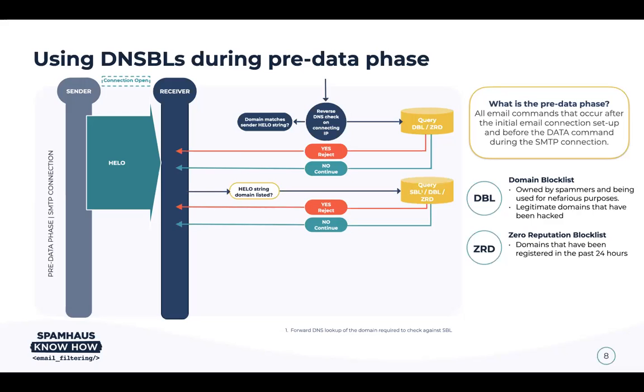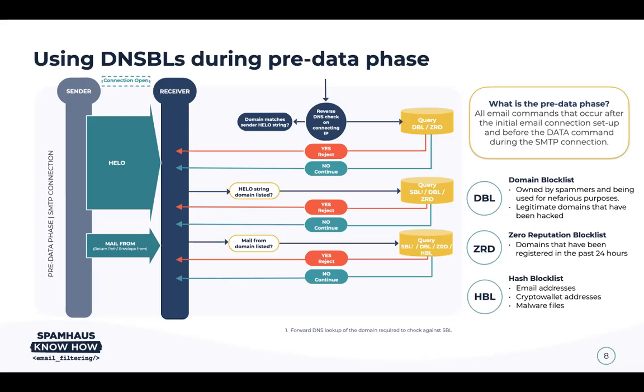But the very next thing that is going to happen in your SMTP connection is that you are going to receive the mail from command. The mail from command comes with the email address of the sender, of course, which contains a domain name, the domain name of the sender. And that is, again, something you can and should check against the DBL and, again, possibly the ZRD.